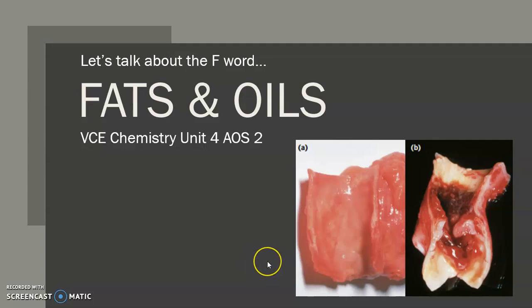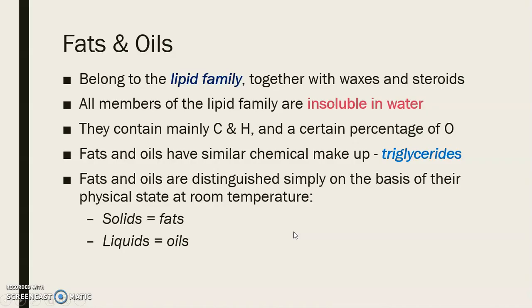BC Chemistry, Unit 4. Now let's talk about the F word, fats and oils. These two pictures, which one is more kinky? You'll be like, okay, this guy looks really kinky. What's going on there in that blood vessel? But actually, that's because of consumption of a less kinky fatty acid. And in this case, this guy is probably consuming a lot of quite kinky fatty acid, resulting in a very healthy blood vessel.